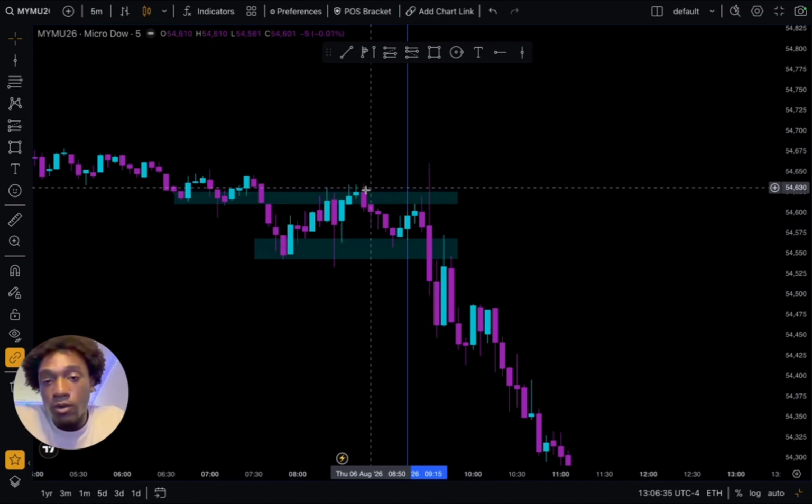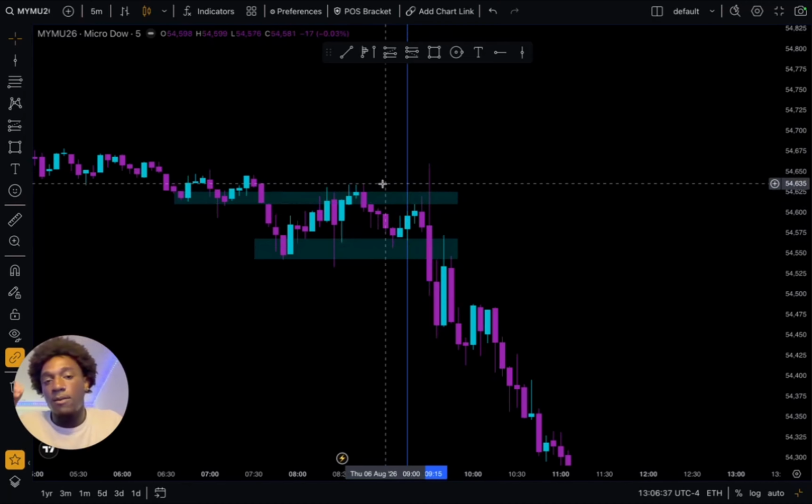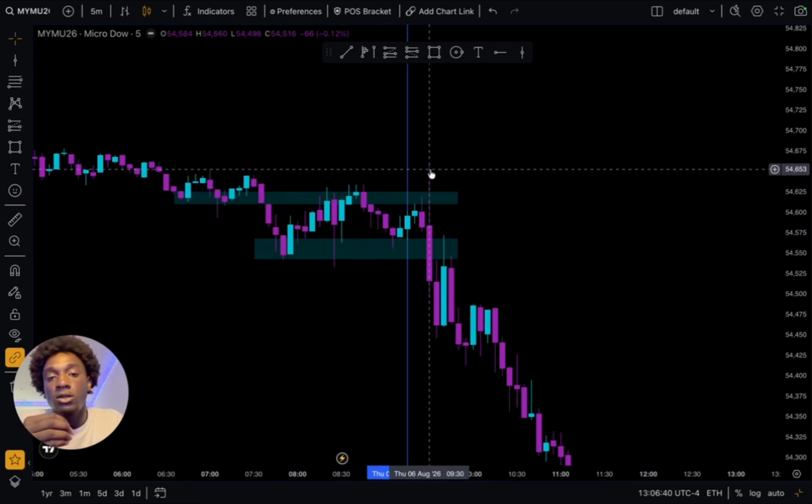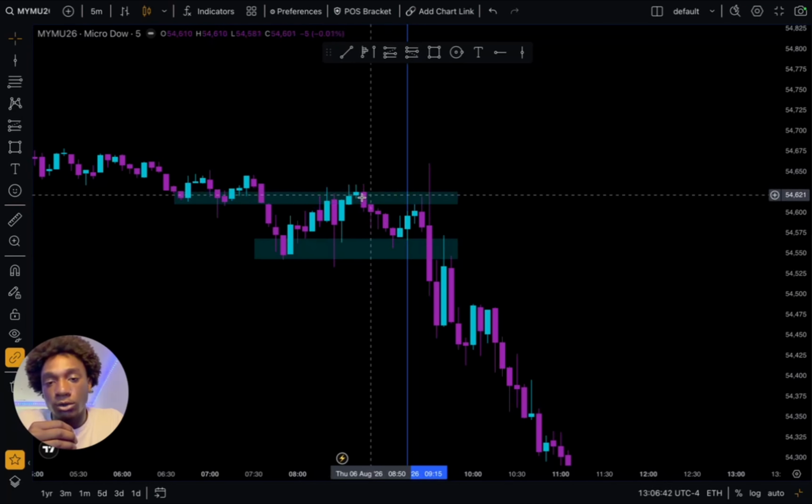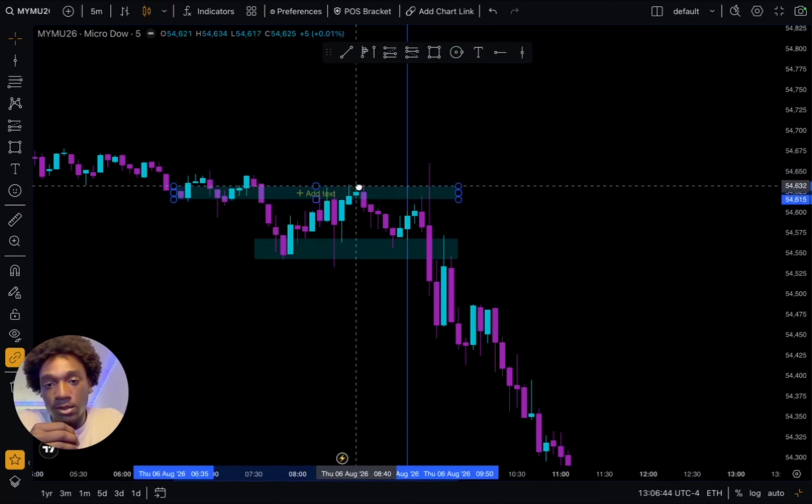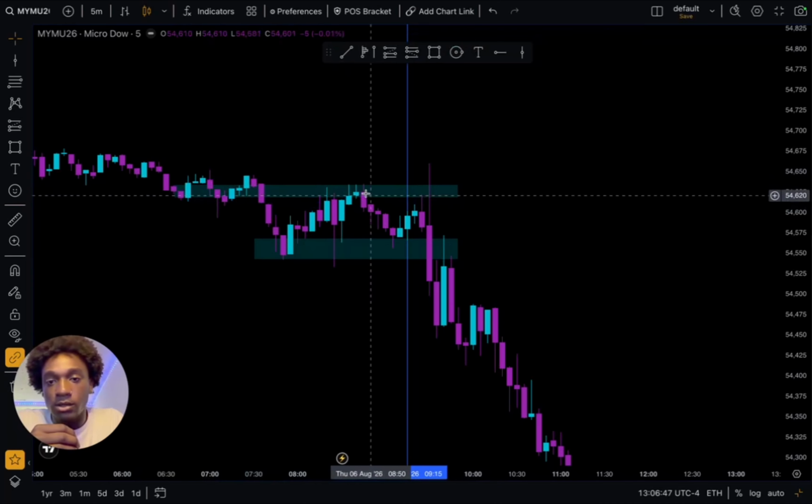Now, I feel like the only reason why I messed up on this trade and took a loss was because I think I drew it like this when it was really supposed to be from the wick to the body of the candle.